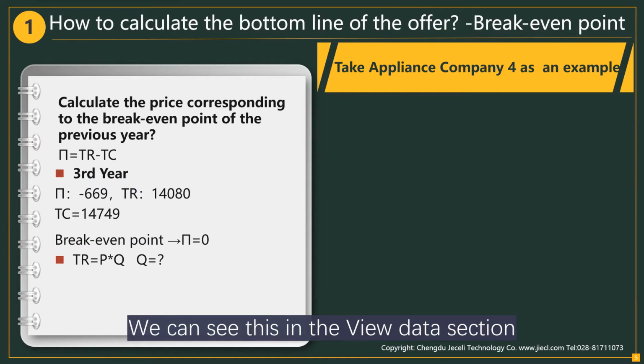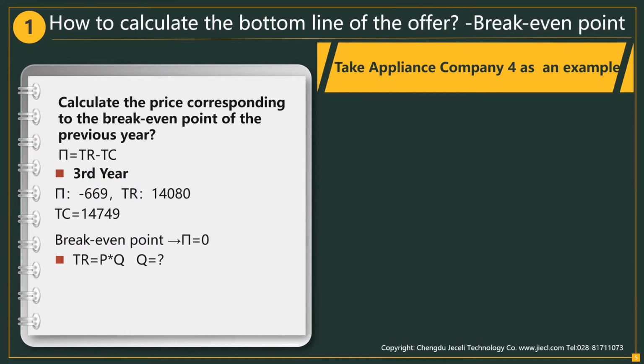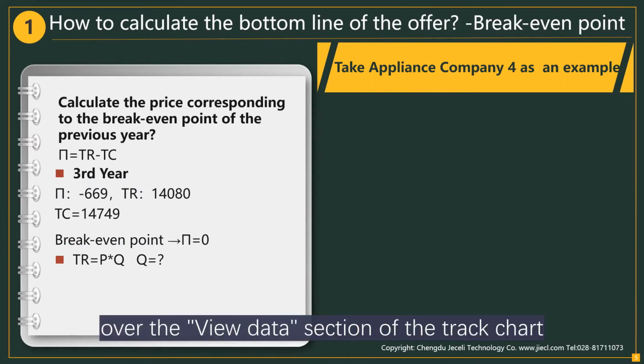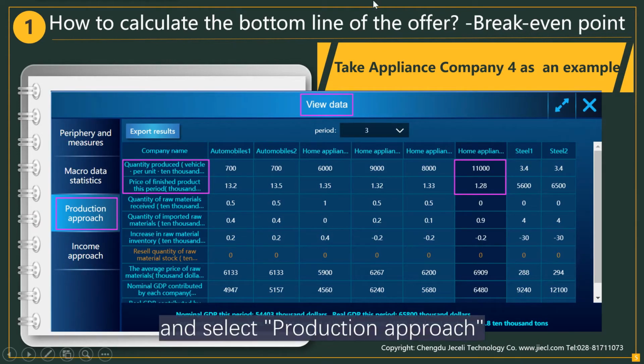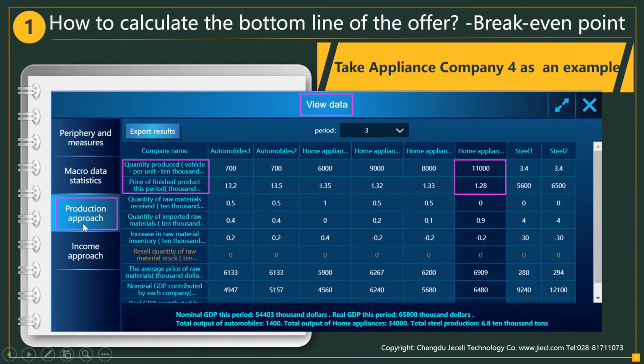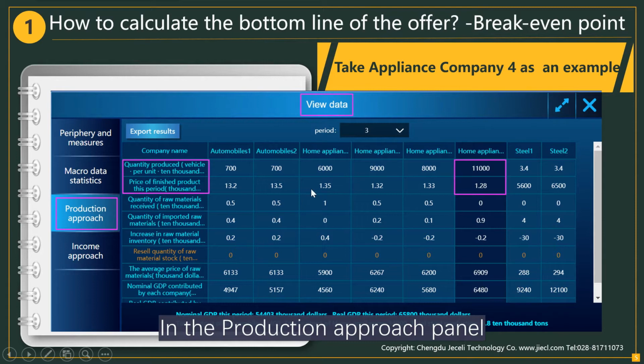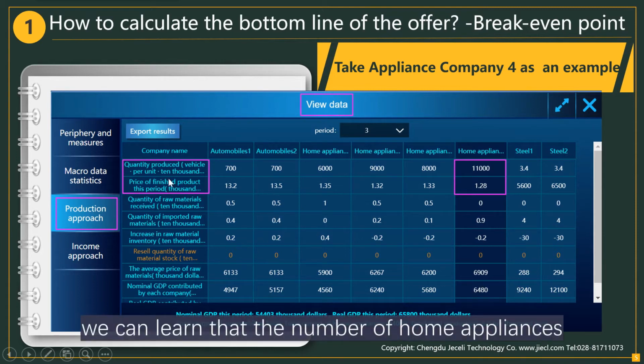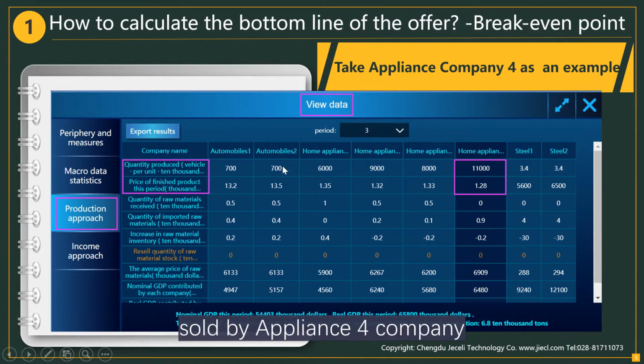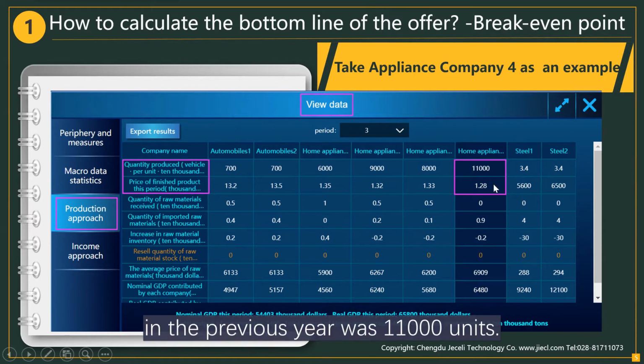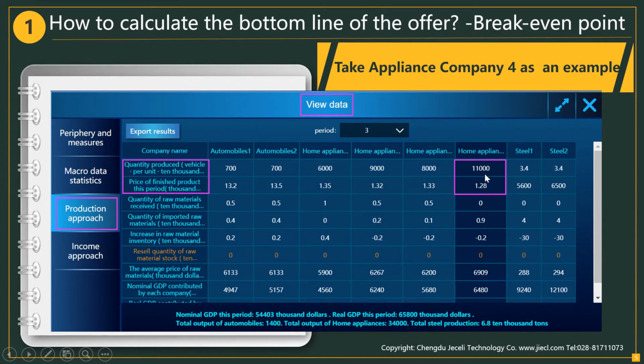And how many cars did Appliance 4 sell in the previous year? We can see this in the View Data section. Place your mouse over the View Data section of the track chart and select Production Approach. In the Production Approach panel, we can learn that the number of home appliances sold by Appliance 4 company in the previous year was 11,000 units.